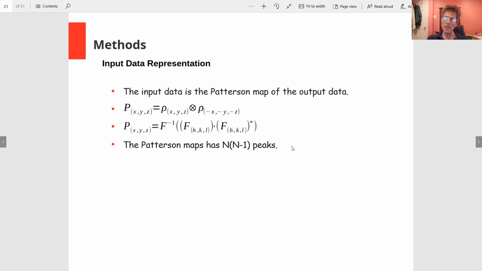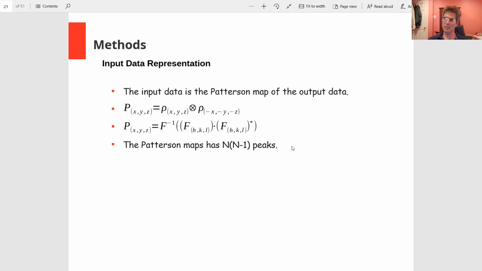And a Patterson map has a real physical meaning. Whereas in the electron density map, there will be n peaks for each of the n atoms that are represented by the electron density map, in the Patterson map, there are n times n minus 1 peaks, or roughly n squared peaks, where each peak corresponds to a vector between each pair of atoms in the electron density map.